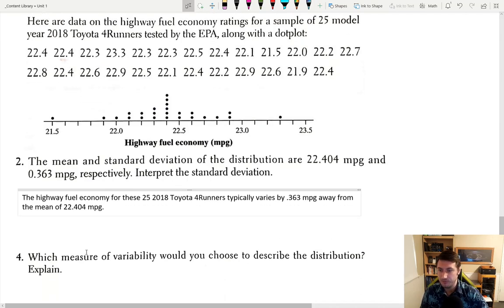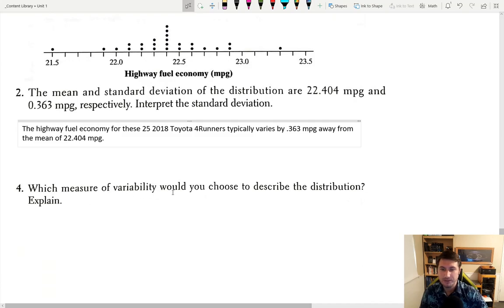All right, now number 4. Which measure of variability would you choose to describe this distribution and explain why? So we've got 3 options. Do we want to use the range? Do we want to use the interquartile range? Or do we want to use standard deviation? Which one gives us the most accurate view?